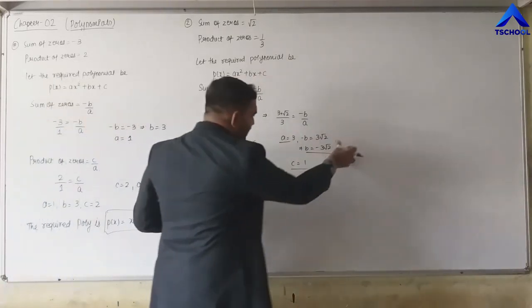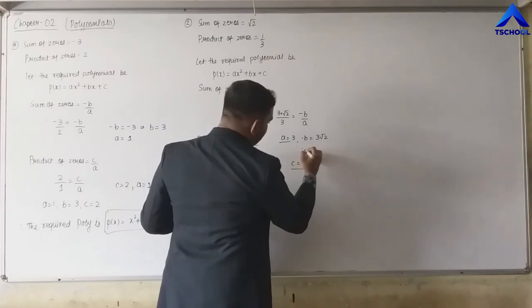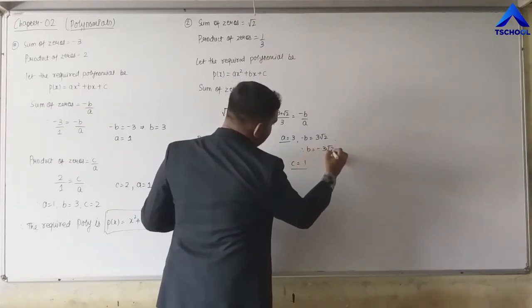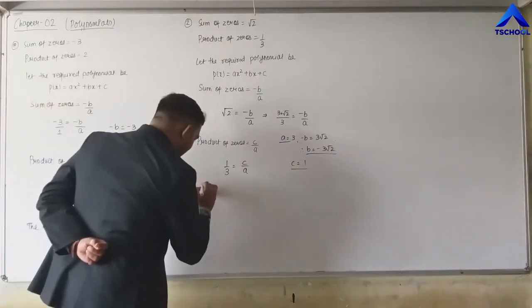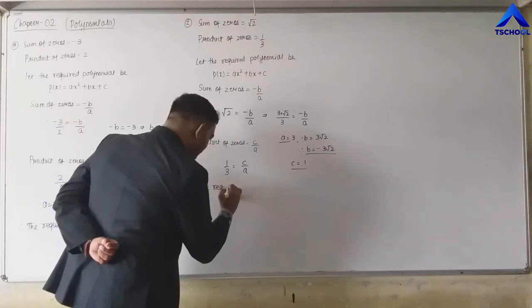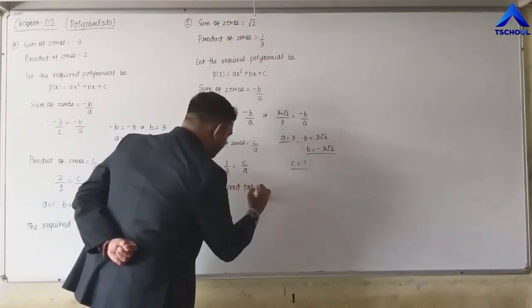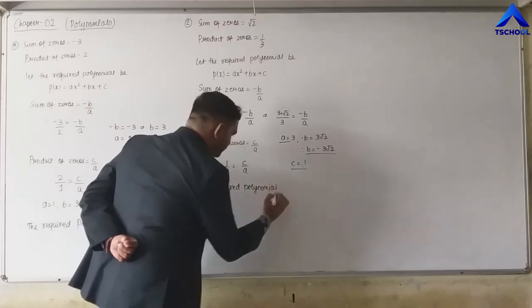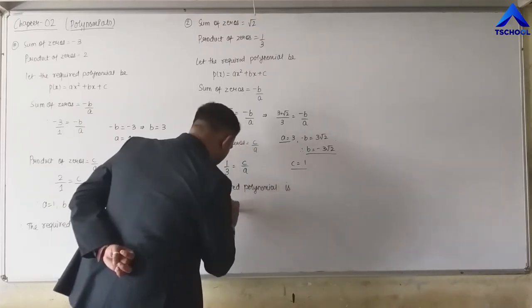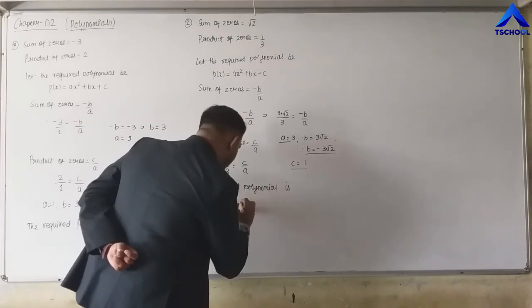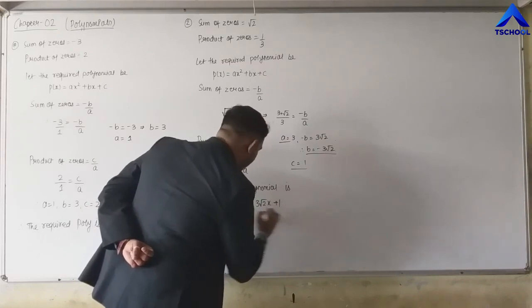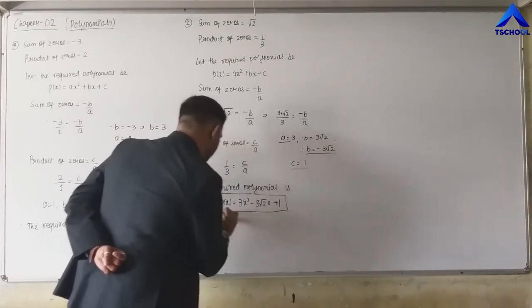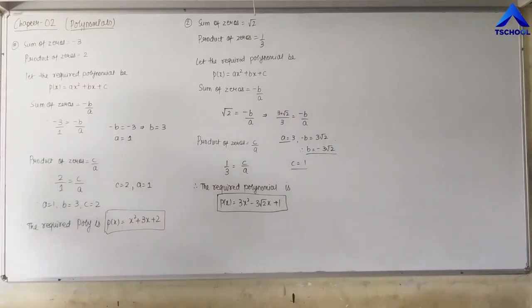b equals 3 root 2 with the sign, therefore b equals minus 3 root 2 and c equals 1. Therefore the required polynomial is p of x equals 3x square minus 3 root 2x plus 1. This is my required polynomial, 3x square minus 3 root 2x plus 1.